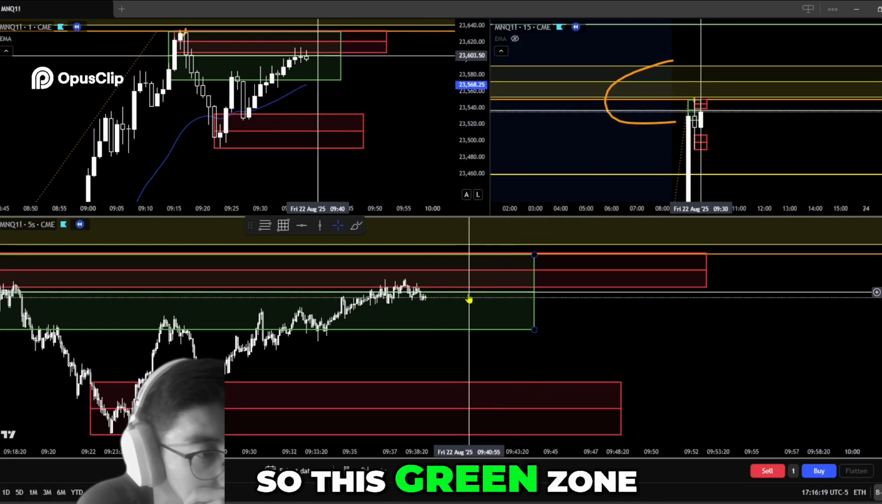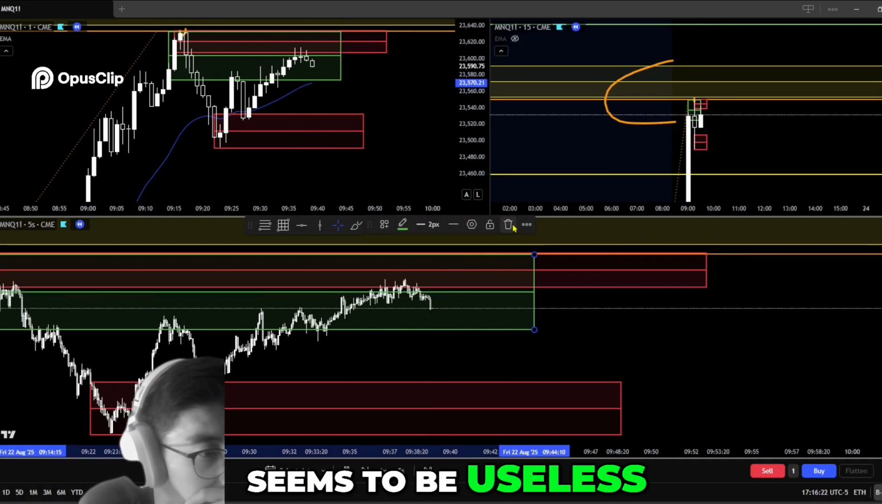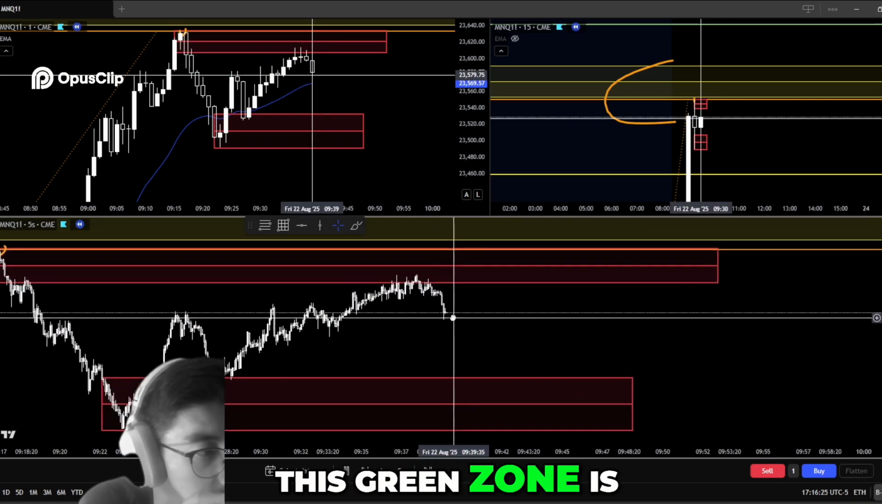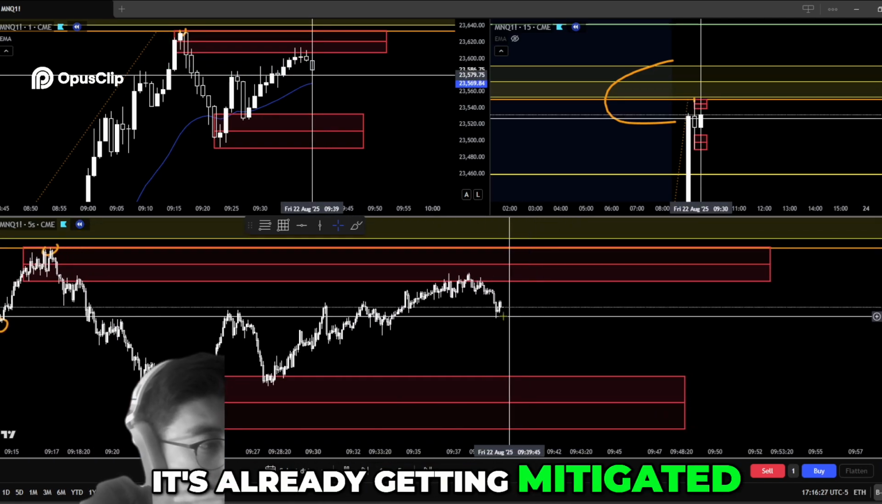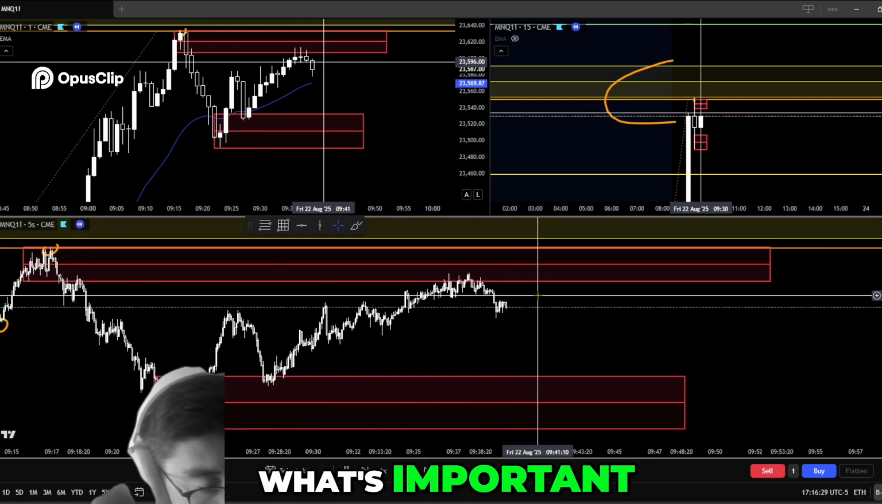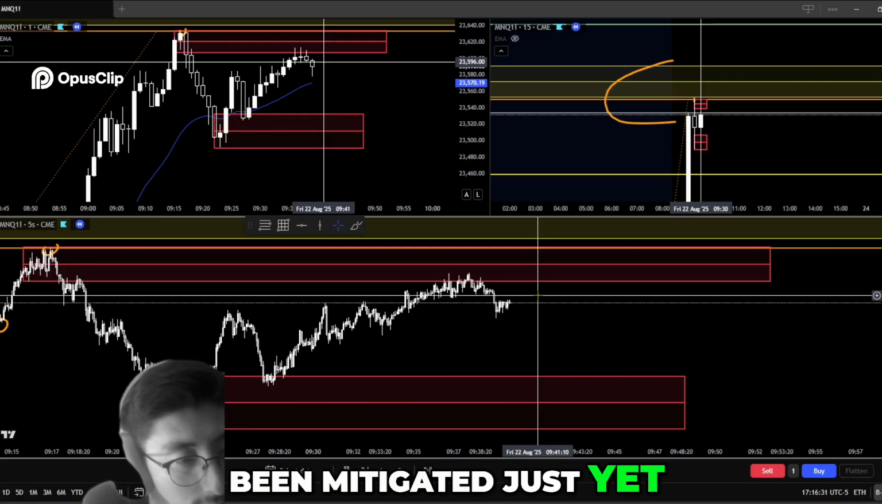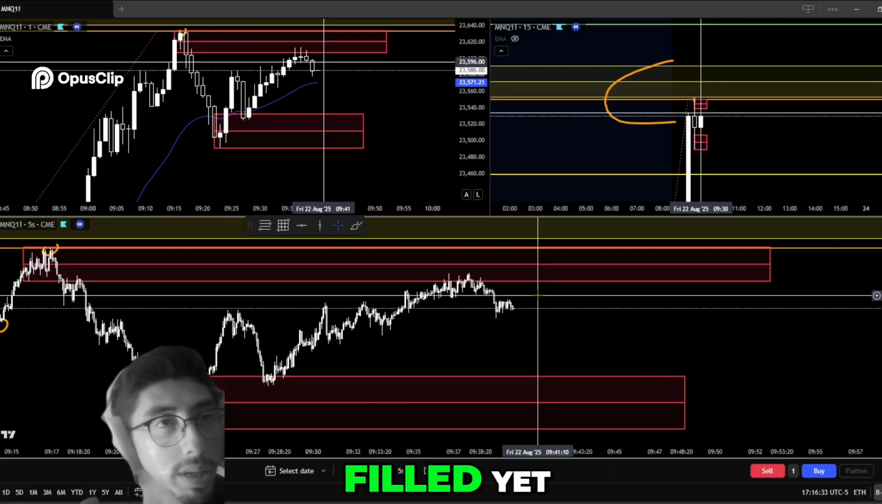Let's see. So this green zone seems to be useless. Yeah, this green zone is no longer available. It's already getting mitigated. So the red zone is what's important. The red zone hasn't been mitigated just yet. Mitigated means that the zone has been filled.